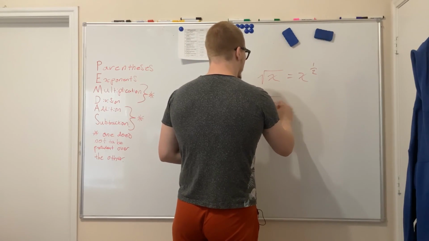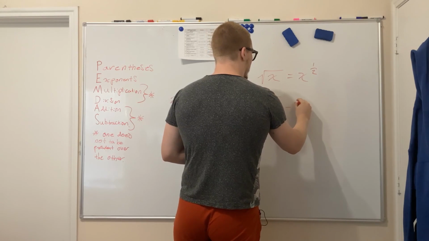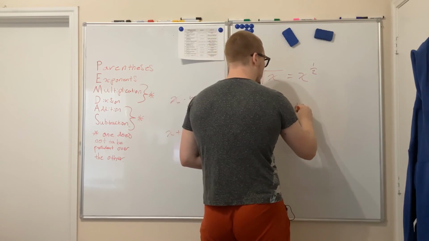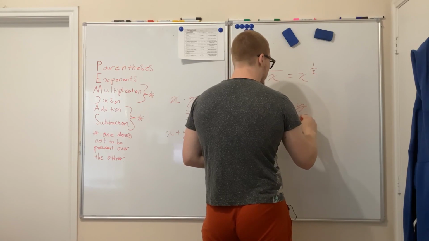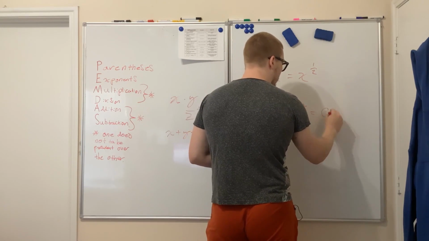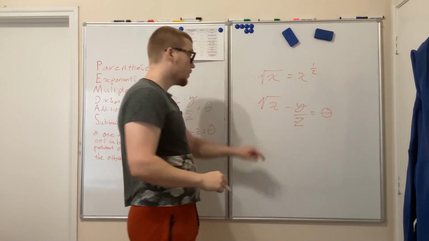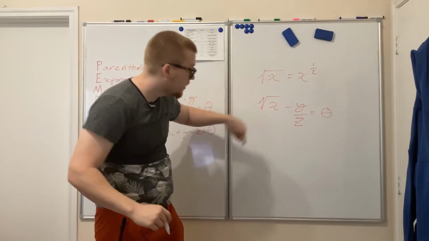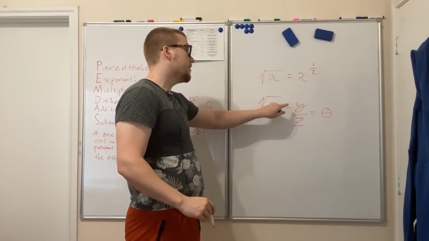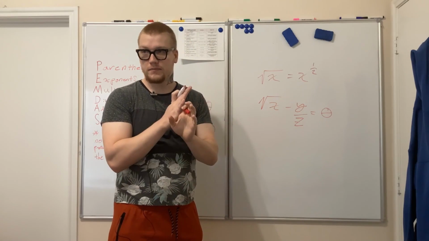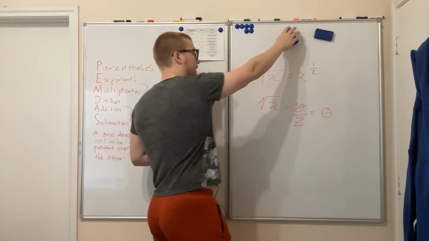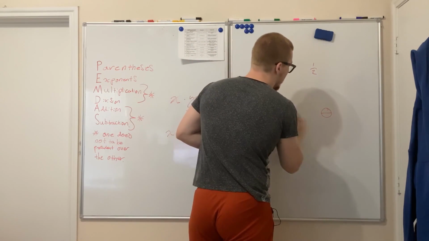So you have some number minus some other number, let's say y, and then you are dividing this by z, and then you get some answer theta. You're going to do this operation first, then this operation, and then you're going to subtract the two. Hopefully this is making sense so far.